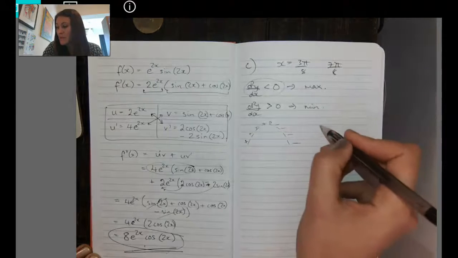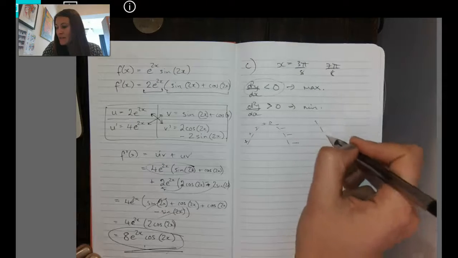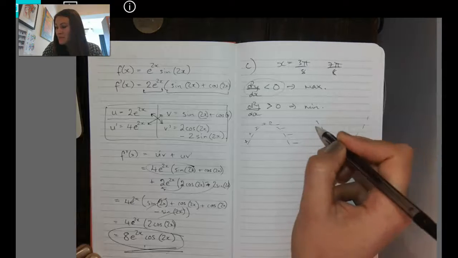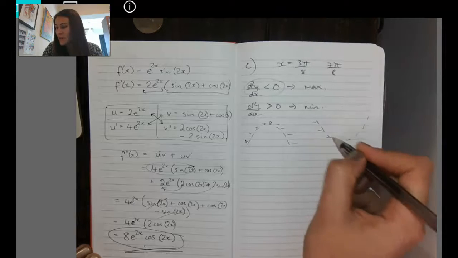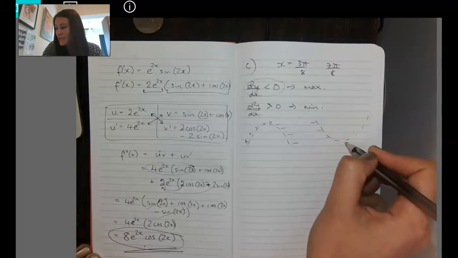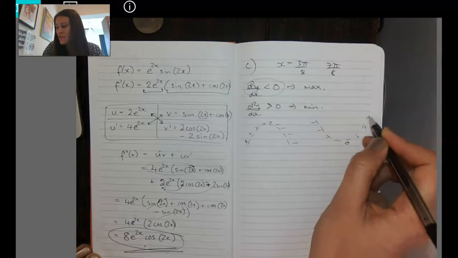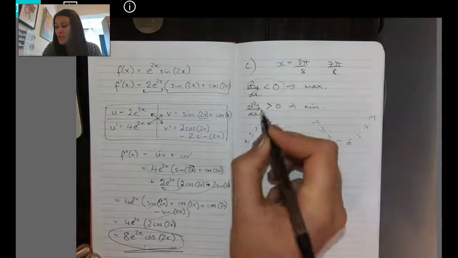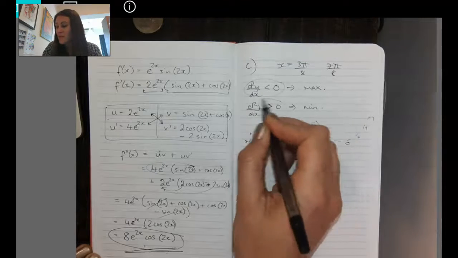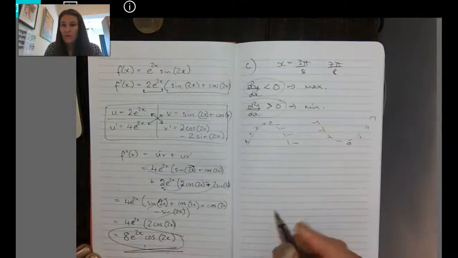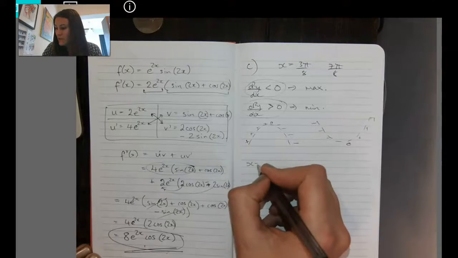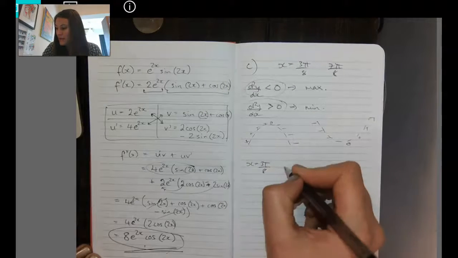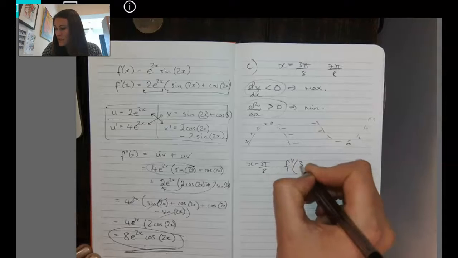And similarly with the minimum, this is the shape of a minimum. It starts negative, and it gets less negative until it reaches 0, then it's positive. So it's going up. So the rate of change of the gradient there is positive. That's why that works. So for x equals 3 pi over 8, good notation to use is this.